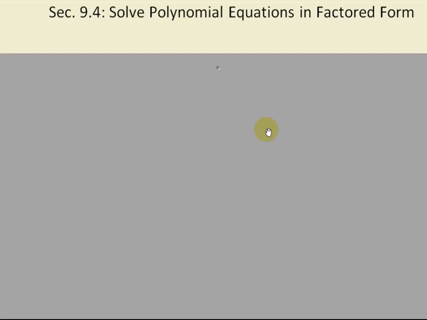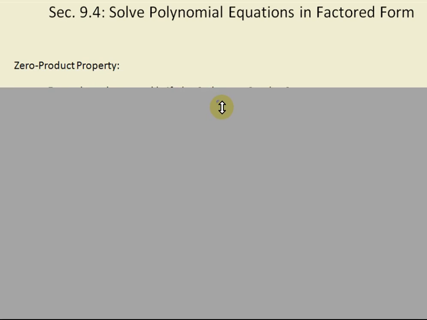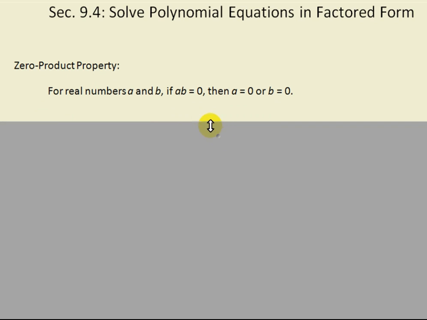In section 9.4, we're going to be solving some equations, and these equations involve polynomials that are already factored. And we're going to make use of what's called the zero product property.